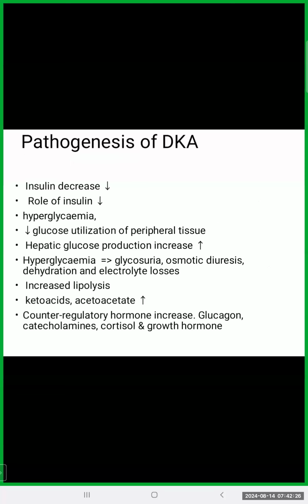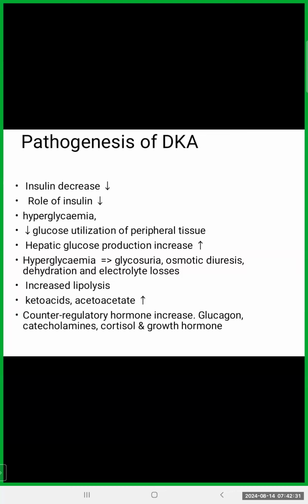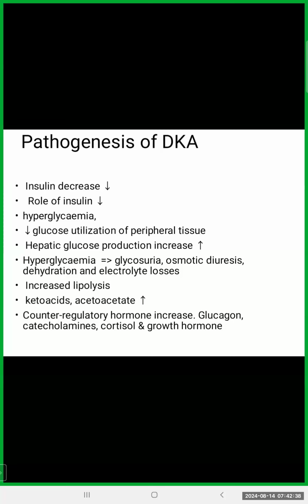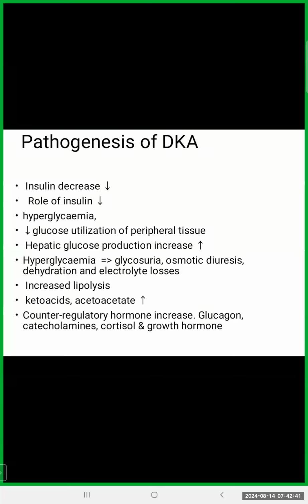So in understanding the pathogenesis, there is decreased insulin, absolute or relative insulin deficiency. So it means that there are reduced insulin levels. So there'll be hyperglycemia, which can be from decreased utilization of glucose by the peripheral tissue. There's increased gluconeogenesis. And so with this hyperglycemia, it will cause glucosuria, osmotic diuresis, dehydration, and electrolyte losses, as well as increased lipolysis, which will bring about the increased ketoacid, acetoacetate, and the others that will be seen in the blood as well, and also in the urine.